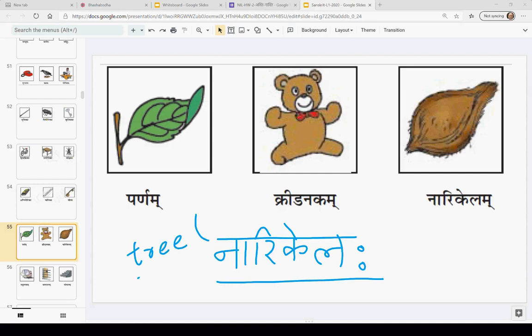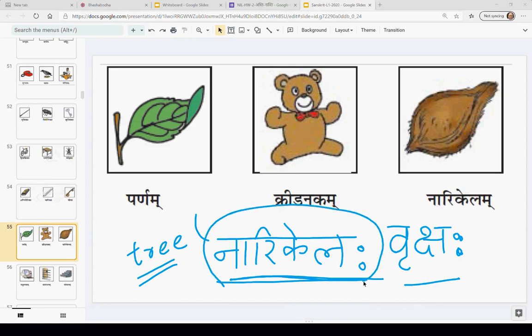Coconut tree. What is the word for tree in Sanskritam? Just tree? Vrukshaha. One of the words. There are many words. One of the words is Vrukshaha. Now, so Narikelaha, remember that this Vrukshaha is a Pullingam. The Narikelaha is also Pullingam here. So if there is a Narikelaha word, that refers to coconut tree.